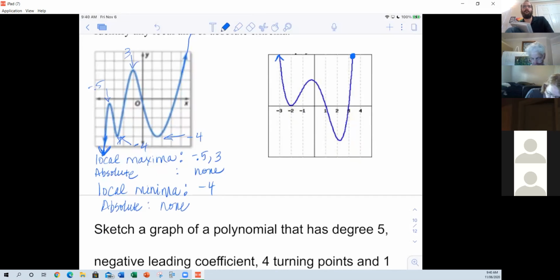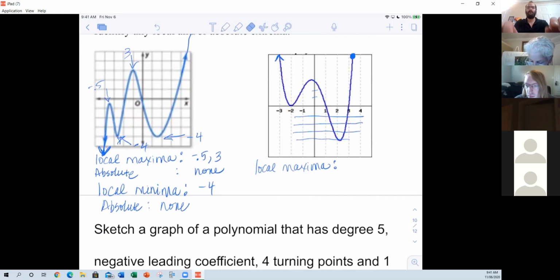Okay, on this one, that's a stopping point right there. What would be the local maxima? It's kind of hard to tell, isn't it? Like 3.5 off of that. Yeah, that's good enough. 3.5.